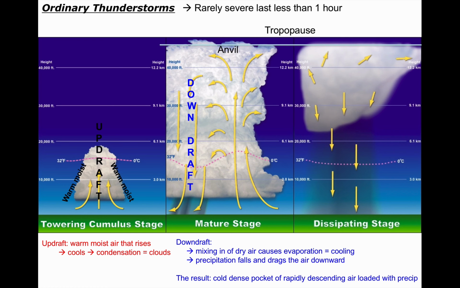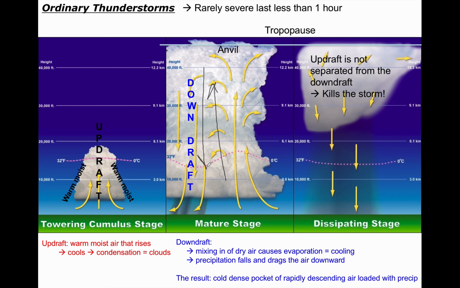But you see, my bullet point at the top there says ordinary thunderstorms are rarely severe. They rarely last more than about an hour. And the big problem is this: gravity. You see, what goes up must come down. And in this particular case over here, the updraft, which is here, is too close to the downdraft, which is there, and they can cancel one another out. And if the updraft's not separated from the downdraft, well, you won't make a thunderstorm that can last long enough to become severe.